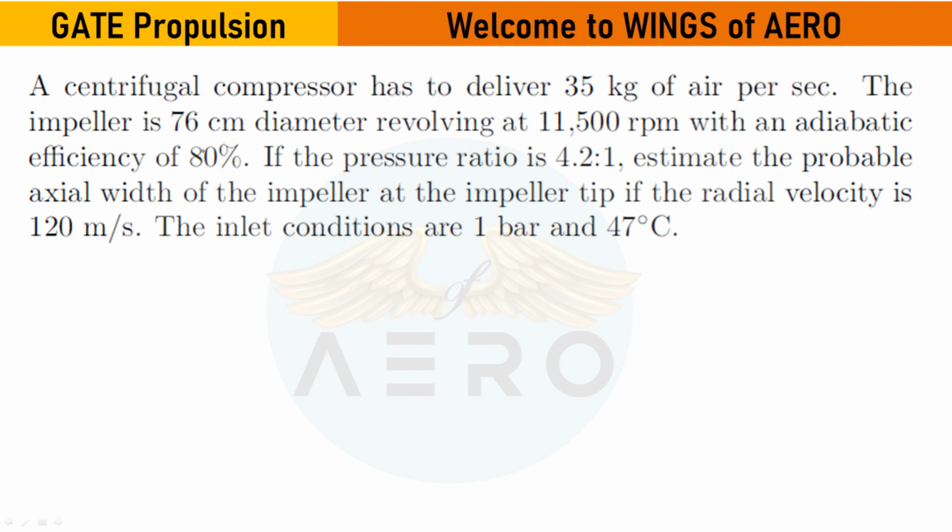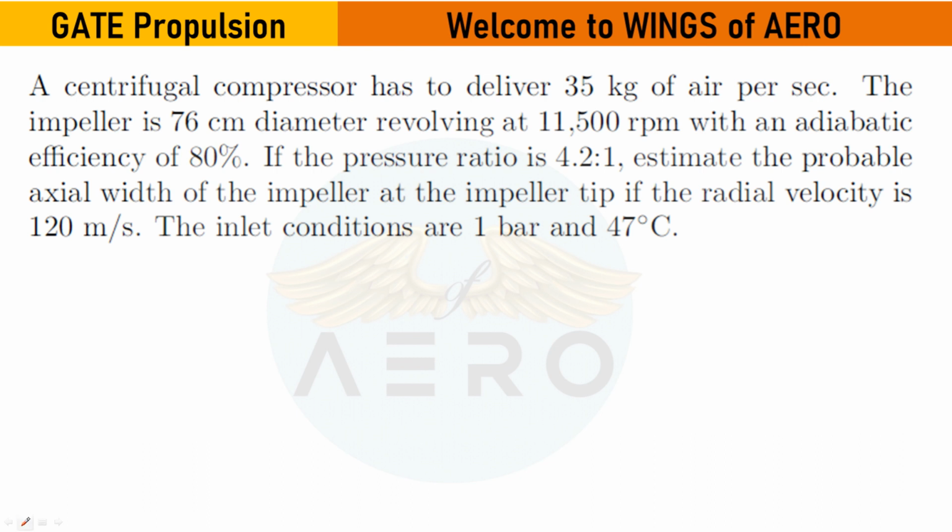The impeller is 76 centimeter diameter, revolving at 11500 rpm with an adiabatic efficiency of 80%. If the pressure ratio is 4.2 to 1, that is 4.2, estimate the probable axial width of the impeller at the impeller tip if the radial velocity is so and so. The inlet condition, they have given the inlet condition as well.